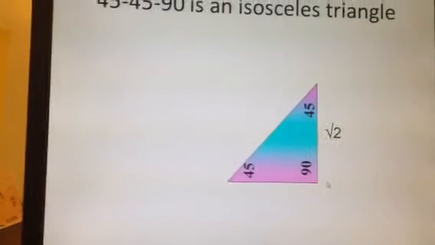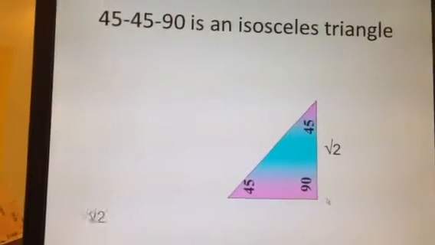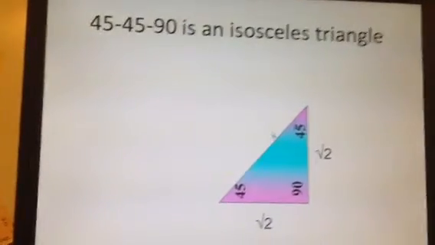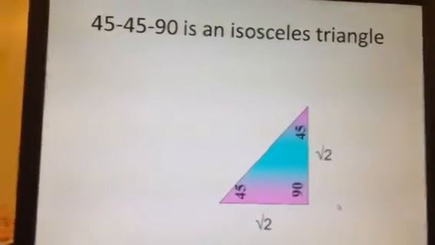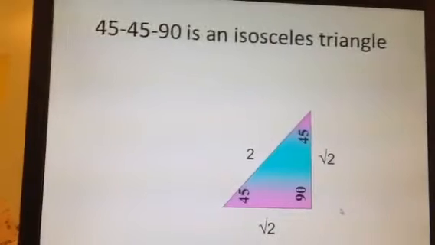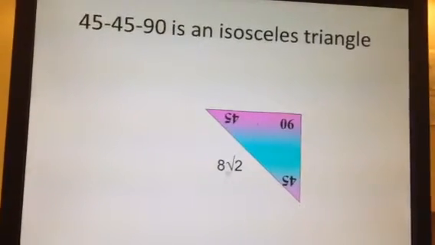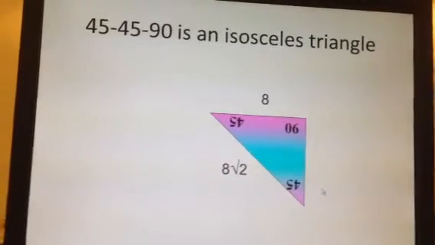And it doesn't matter which way I turn it. Square root 2, square root 2. So what's this going to be? Still got to multiply. It's got to get bigger. So square root of 2 times square root of 2 is 2. Doesn't matter which way I turn it. 8 root 2. We know these divide by square root 2. They both end up being 8.